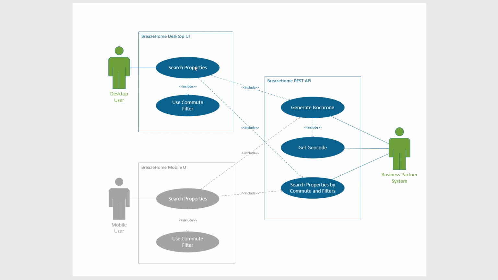Once that's returned to the search properties use case, it gets passed back into the REST API, where properties are searched by commute and any other filters the user wants. All of the heavy lifting has been done. We've left the BreazeHome mobile UI grayed out because it didn't get implemented for lack of time. However, the same use case, search properties, which includes the commute time filter, calls the isochrone, gets that, and sends it to the back-end search properties by commute and filters, gives you a mobile UI. It just requires some work in terms of layout and UI coordination.